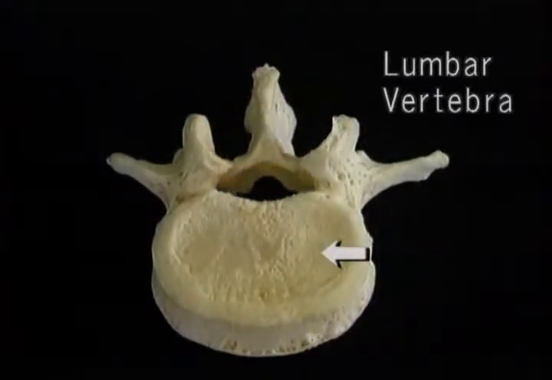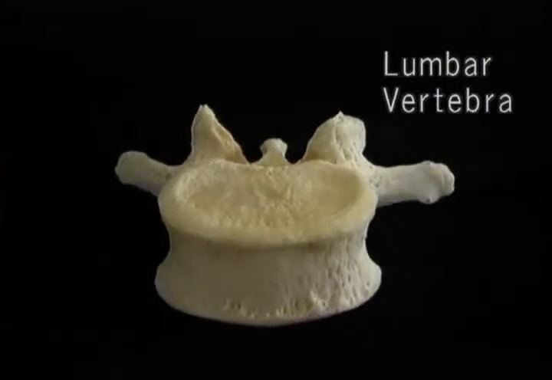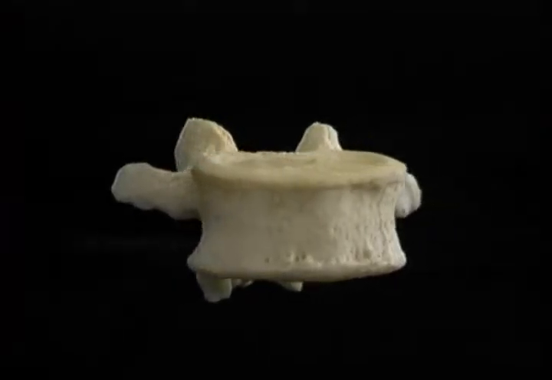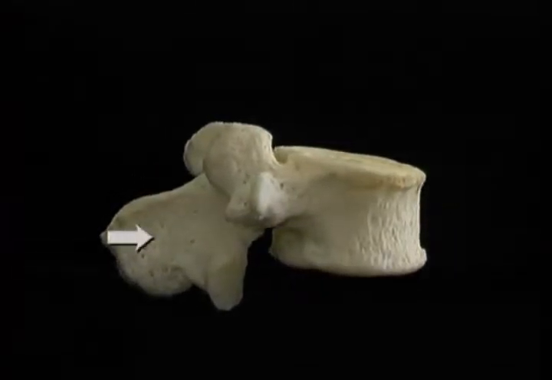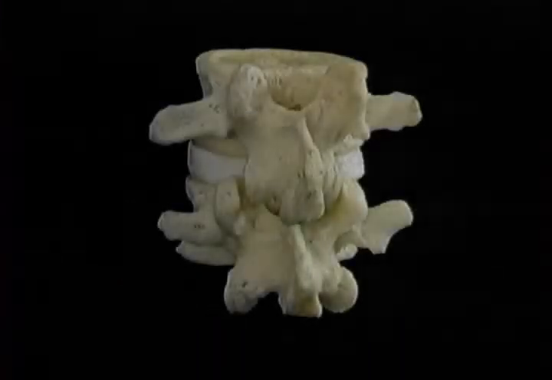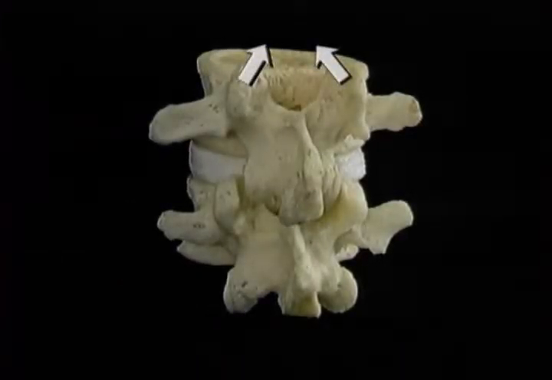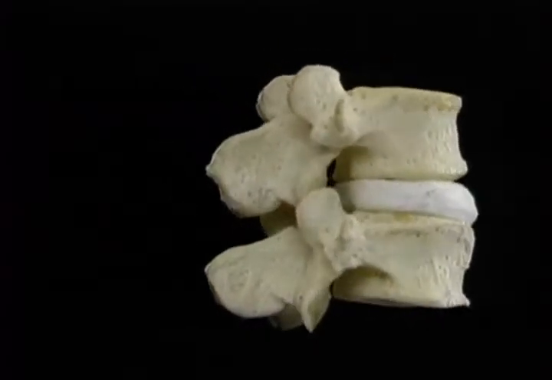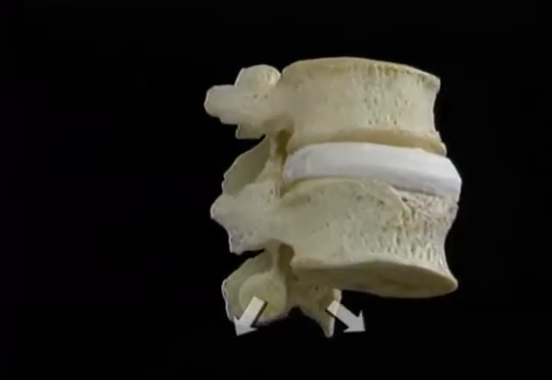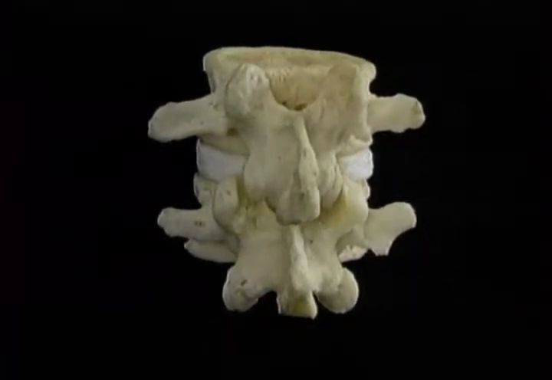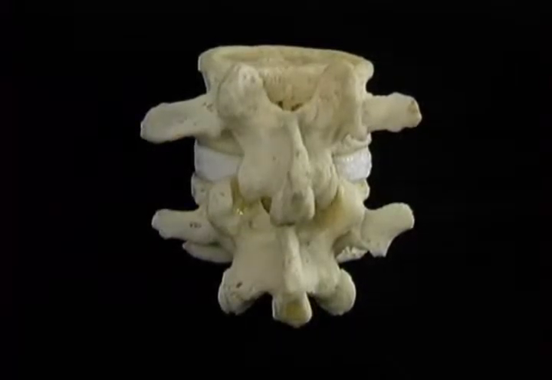The body is massive. The transverse processes are small. The spinous process is broad and points almost straight backwards. The upper articular processes of lumbar vertebrae face inward. The lower ones face outward. Because of this arrangement, there's almost no rotation between lumbar vertebrae.